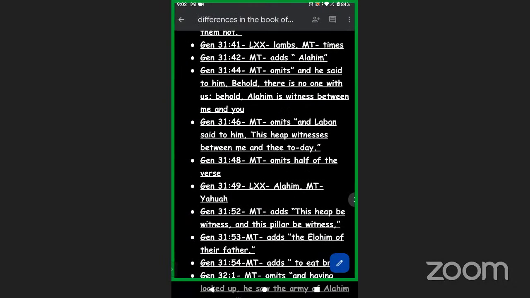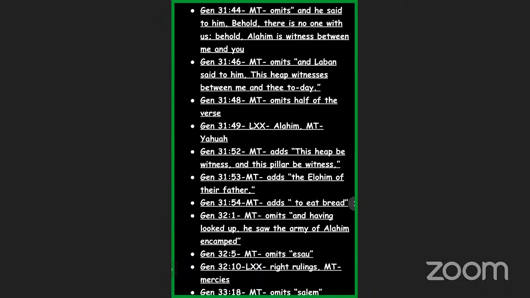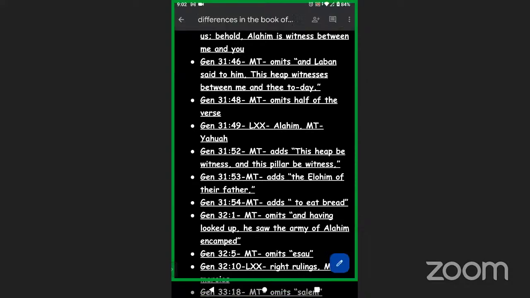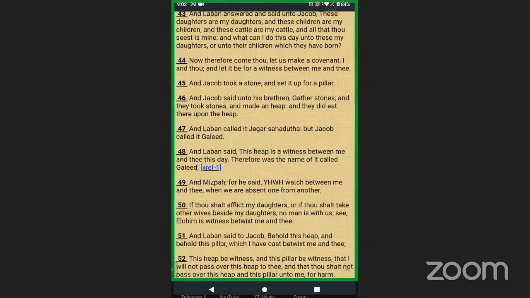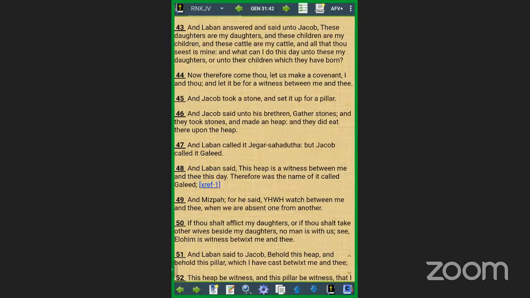So let's see here. I think we're at Genesis 31:44 now. The Masoretic text omits, and he said to him, behold, there is no one with us. Behold, Elohim is witness between me and you. So we're going to see how this is important. This whole statement that's omitted is pretty important to the context here. All right, so let's see here.